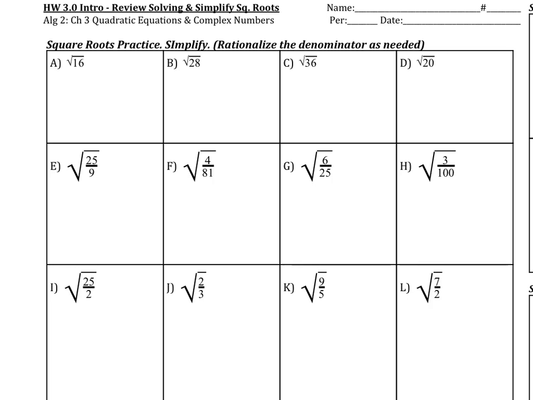Here's some review on simplifying square roots. What you want to do is break these down to a point where you have a pair. So 16, we can break that down to 4 times 4. That is perfect, so it comes out. Or just remember, square root of 16 is 4.